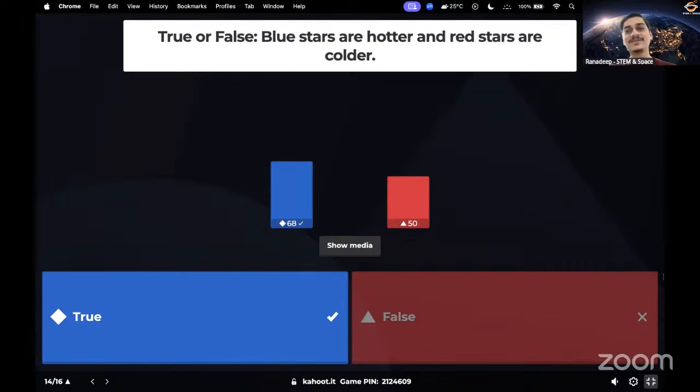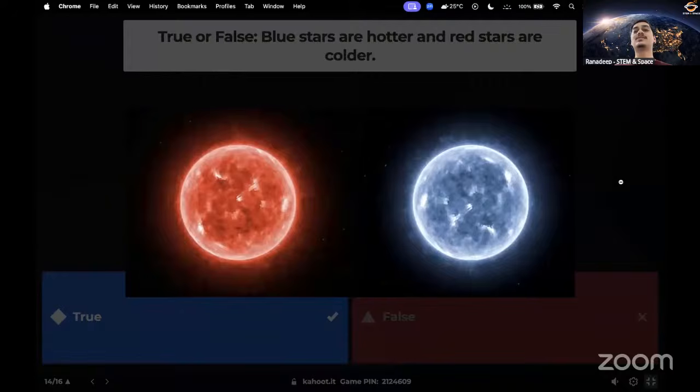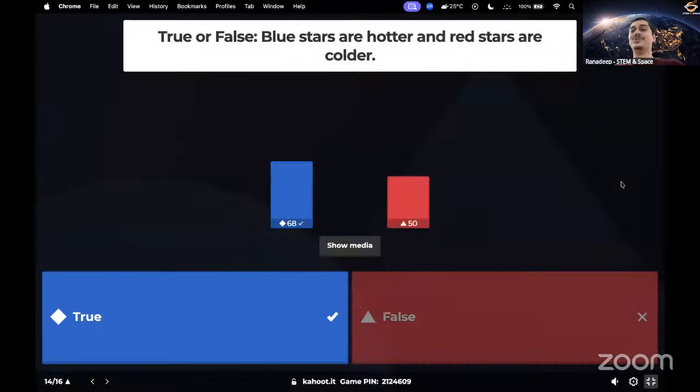Well, the correct answer for this particular question is true. That's the beauty of our universe. Blue stars are actually hotter while red stars are colder. Usually, red color means hot and blue color means cold, but that does not happen in our universe. When it comes to stars, as the star's temperature increases, its color shifts to whitish and eventually to bluish, which represents the hottest stars in the universe.